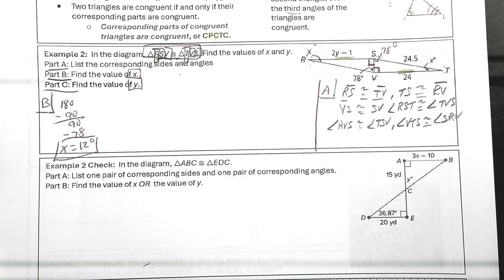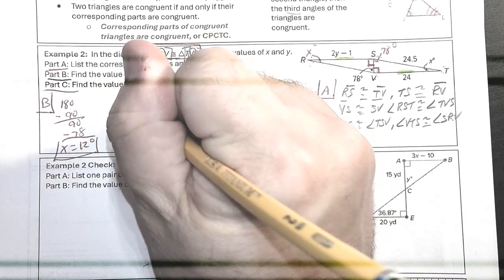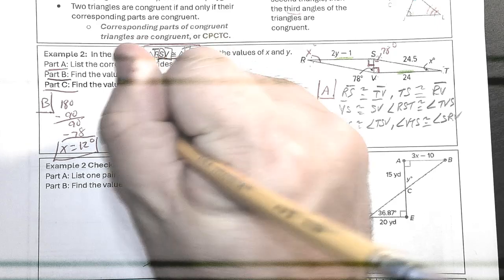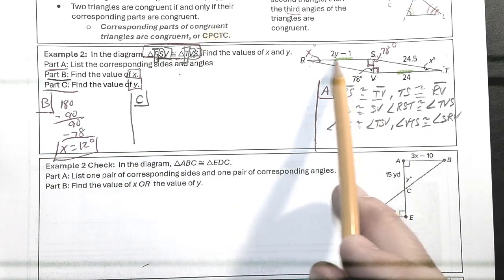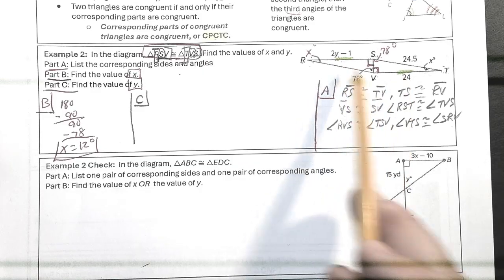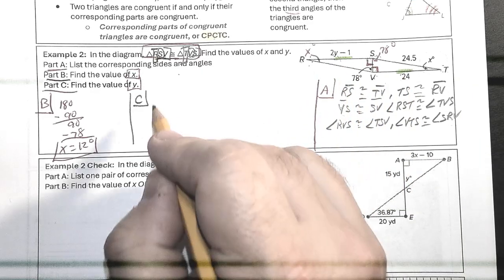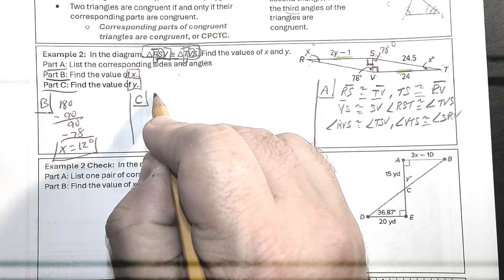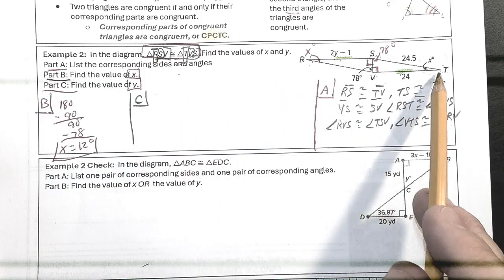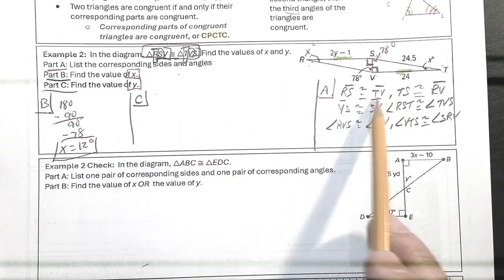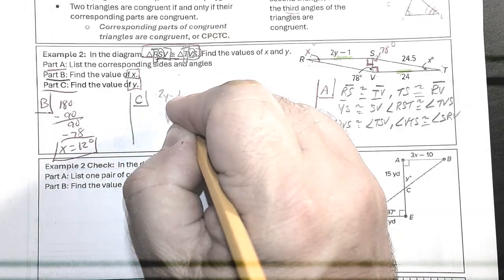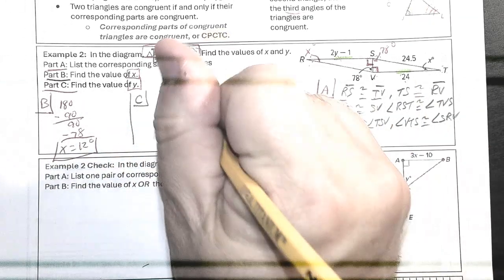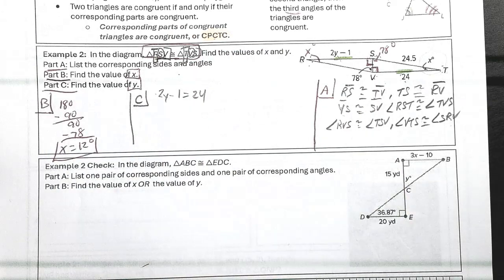All right. So now part C, and we want to find Y. Y is up here. These two sides are congruent, so we just put them equal to each other. Because, see, RS and TV. First one we wrote. So we got 2Y minus 1 equals 24, because those two sides are congruent. Just making sure everybody's following.